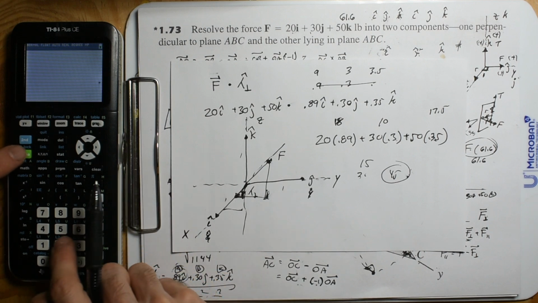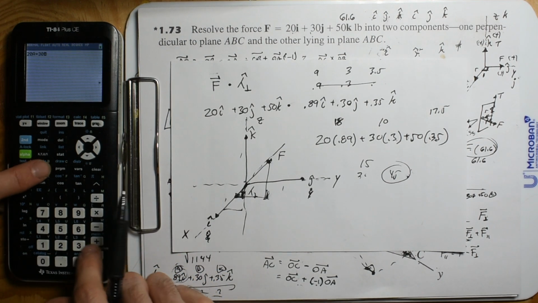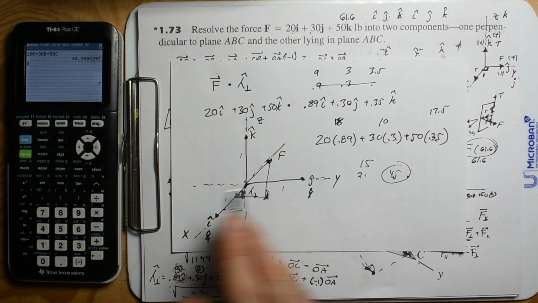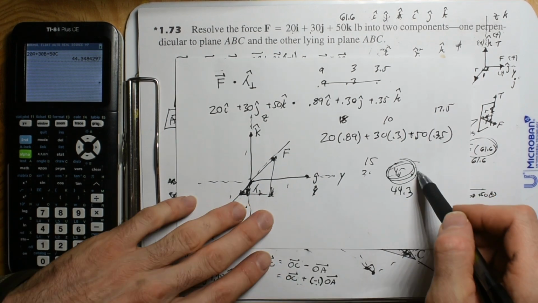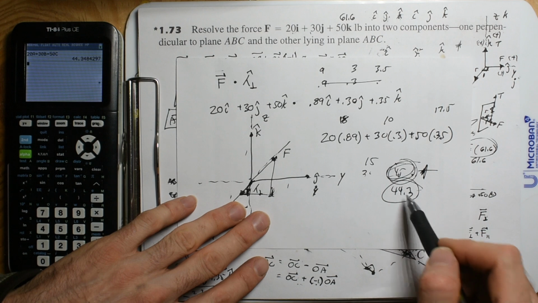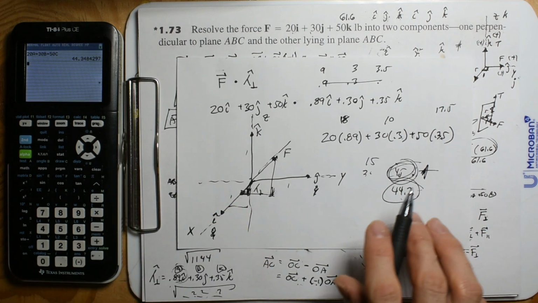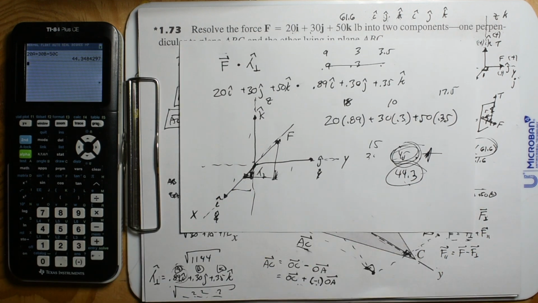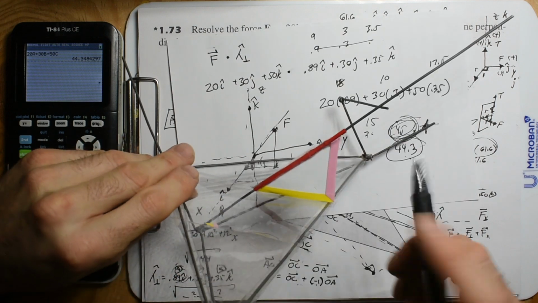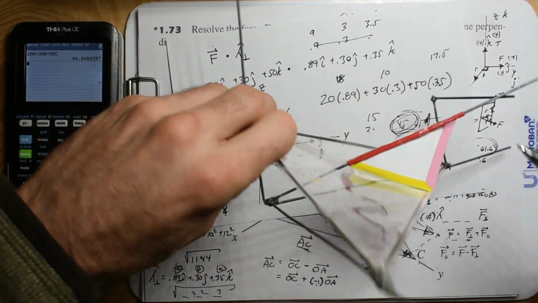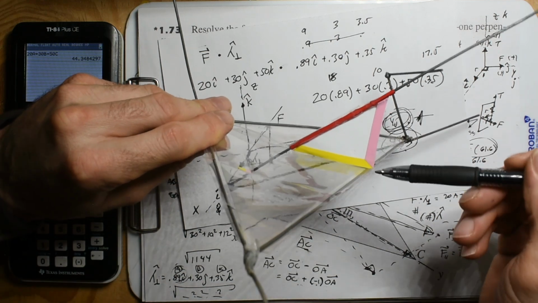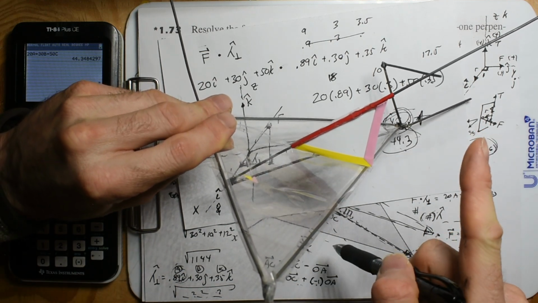In our calculator, we got 20 alpha A plus 30 alpha B plus 50 alpha C, and we get 44.3. So it's always good to use your guessing skills. And 44.3. Now here in the problem, this is crucial information in two different ways. It gives us the magnitude of this perpendicular component, but it also gives us another piece of information.